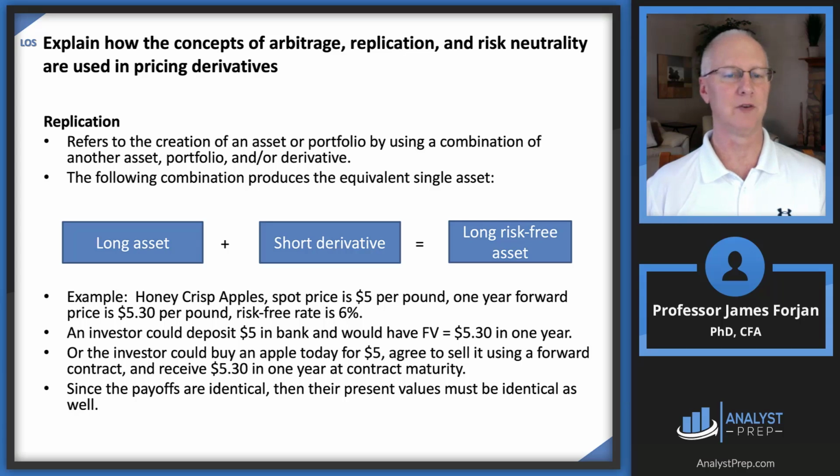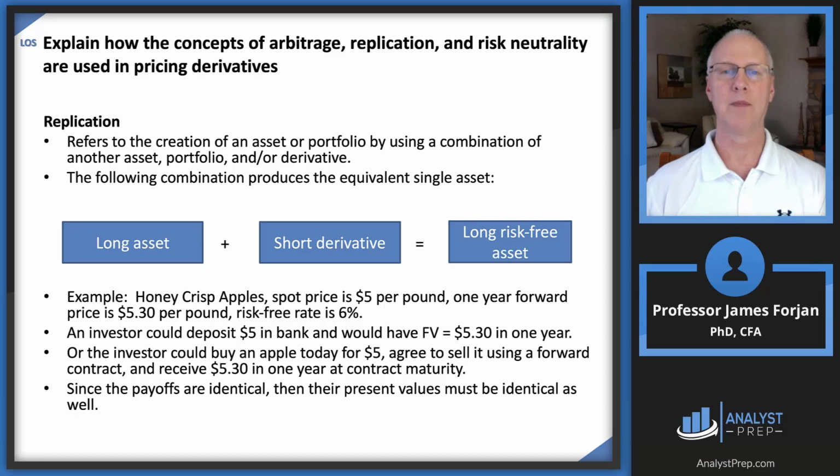All right, so what could an investor do? An investor could take $5 and invest that in a bank and earn that 6% rate of return, and in 1 year would have $5.30, right? I got that by just taking 5 times 1.06 raised to the first power. Or that investor could go out and buy an apple today for $5 and then agree to sell it using a forward contract and receive that forward price of $5.30 in 1 year at the maturity date of the contract.